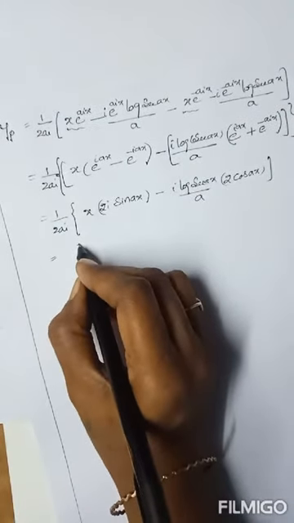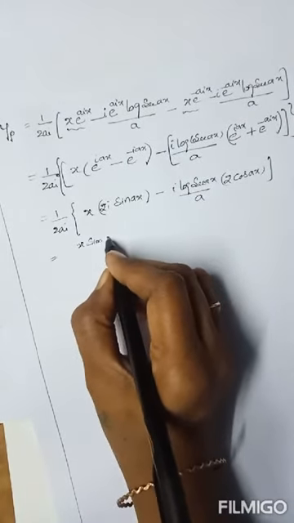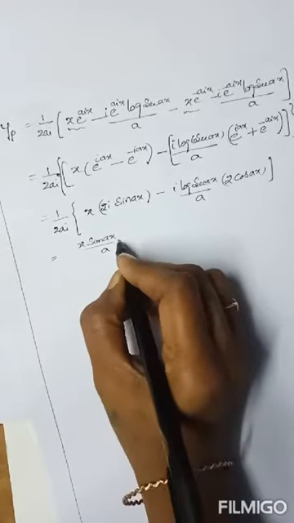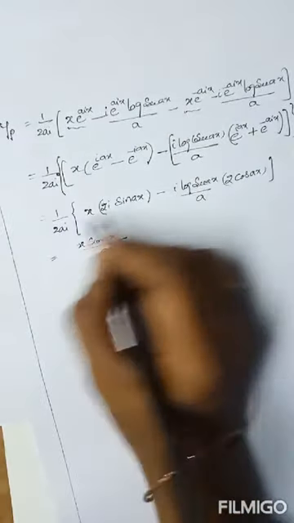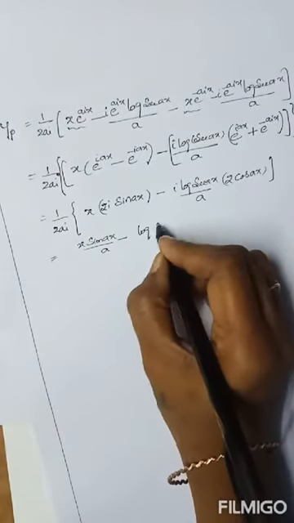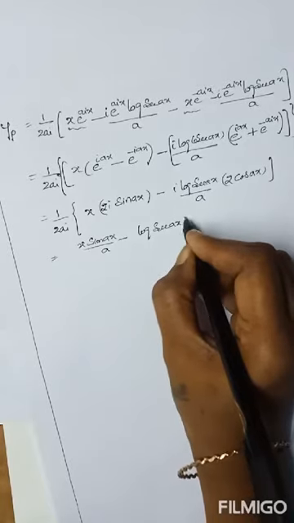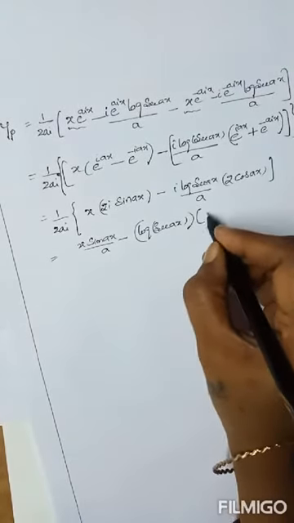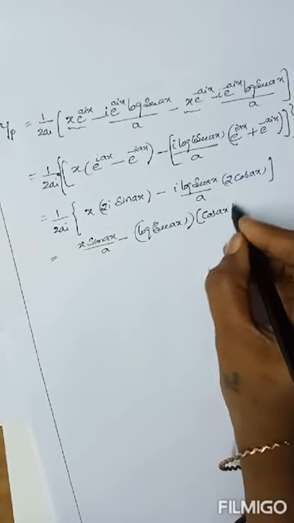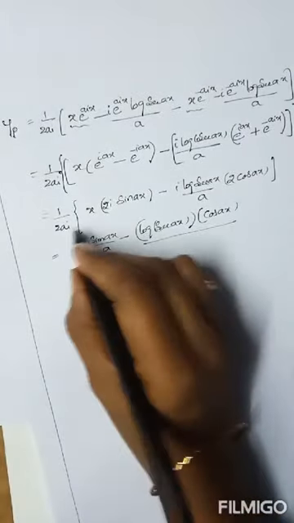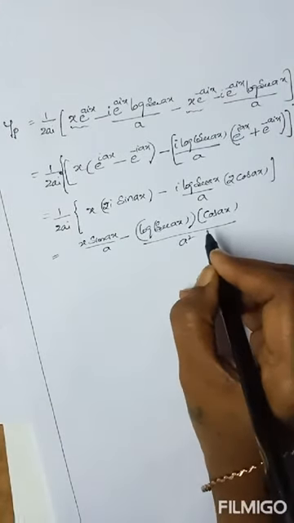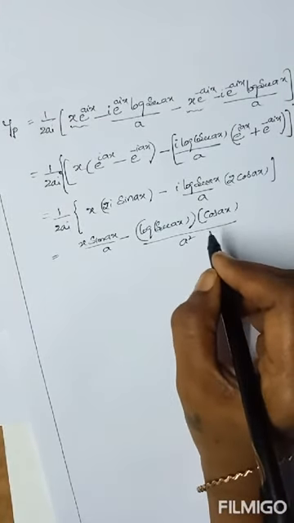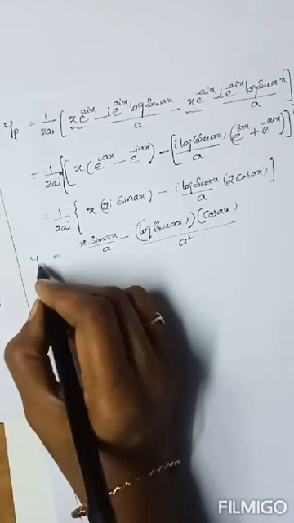Now we can enter 2ai into the bracket. 2i cancel: x into sin ax by a. Here also 2i cancel: log of secant ax, cos ax by, here a is there, so a square. The result is here a square. This is the value of yp.